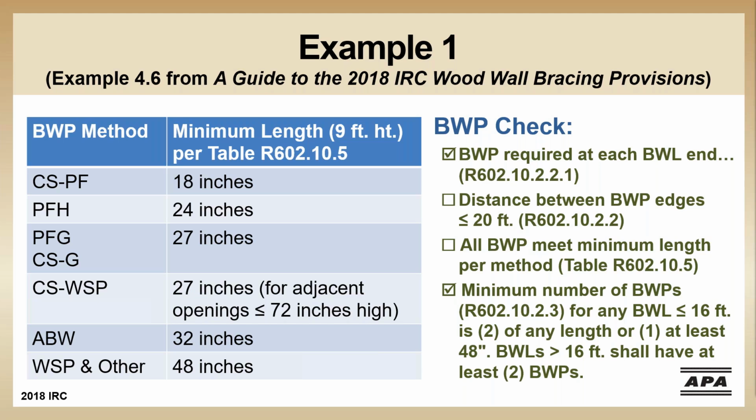If you check table R602.10.5 for the minimum length, we'll find that for a 9-foot tall wall, we're meeting the minimums for all of the allowable methods. Now, larger widths could be required if you're using CSWSP if the opening height becomes larger than 104 inches. So if you get really large openings while using a continuous sheathing with wood structural panels, you might get slightly larger widths. But otherwise, 48 inches is generally a good rule, especially for intermittent methods.